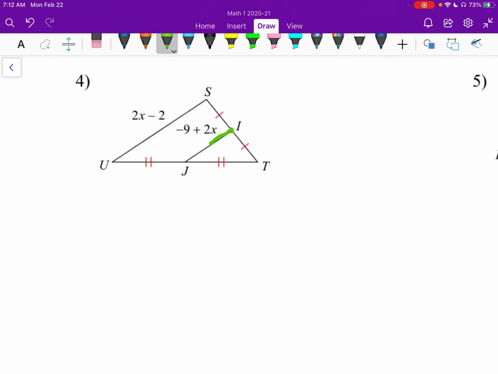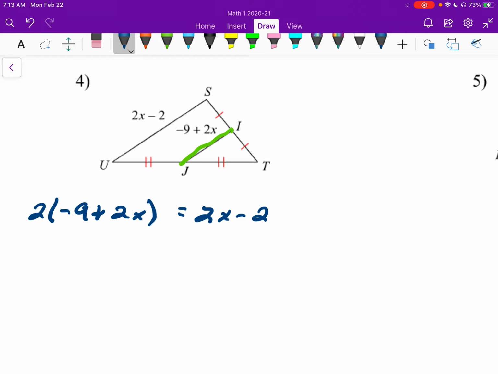The green is going to be my midsegment. So I'll say, well, 2 times negative 9 plus 2x equals 2x minus 2. Now we could distribute out that 2, and that would be a good way to start. We could do that and you'd get the right answer.